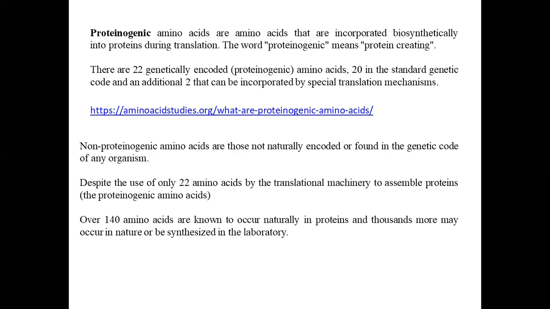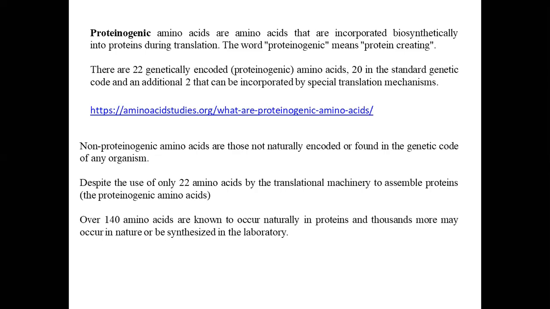Proteinogenic amino acids are amino acids that are incorporated biosynthetically into proteins during translation. I hope you guys remember the concept of transcription and translation, and how ribosomes help in the synthesis of proteins. The word proteinogenic means protein creating. The amino acids help to make proteins. How many amino acids do we have? We have 20 amino acids, and sometimes people call it 22 amino acids, but usually we have 20 amino acids. These help the binding and the creating of protein.